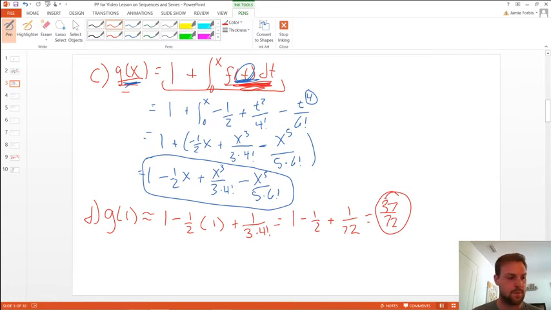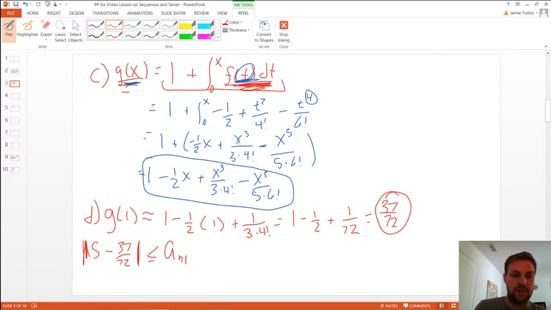Okay, so we know by the error bound for alternating series, and I've written this out a few times, that the infinite sum, subtract my approximation, which in this case is 37 over 72, that difference is going to be less than or equal to the value of my next term. My next term in the sequence is going to be 1 over 5 times 6 factorial.